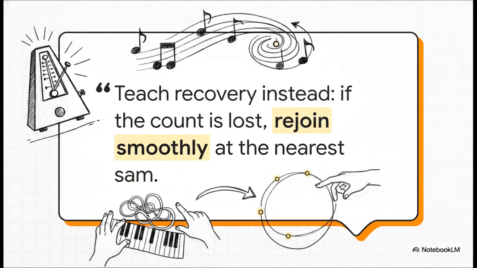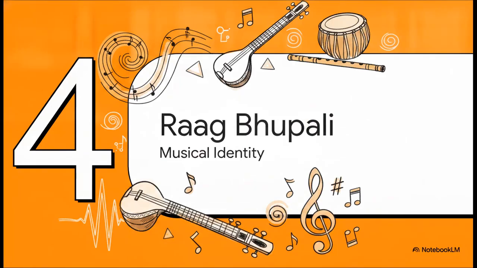Now you are definitely going to run into this pitfall. When a student loses the beat, their natural instinct is to just stop entirely and restart from beat 1. We have to teach recovery instead. If they lose the count, teach them to rejoin the cycle smoothly at the nearest SAM rather than stopping. Because think about it, real performances do not offer clean restarts, so recovering gracefully is a really vital skill that requires deliberate practice.